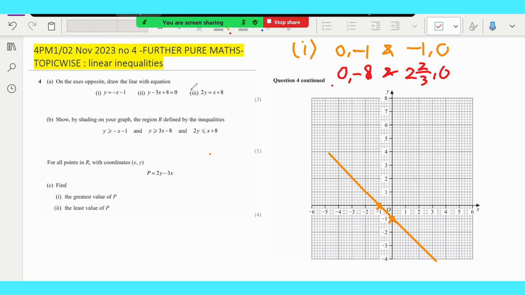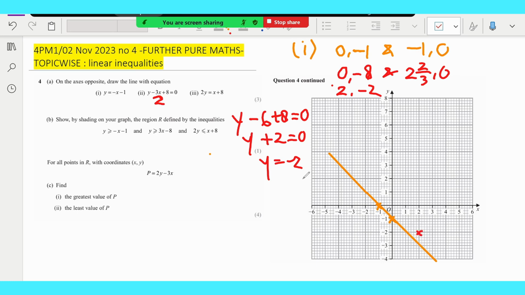So guys, let's just take x equals 2. If we take x equals 2, we will get y minus 3 times 2, which is negative 6, plus 8 equals 0. So y plus 2 equals 0 and y equals minus 2. So our coordinate will be x is 2, y is negative 2. 2 negative 2. Let's plot this one.